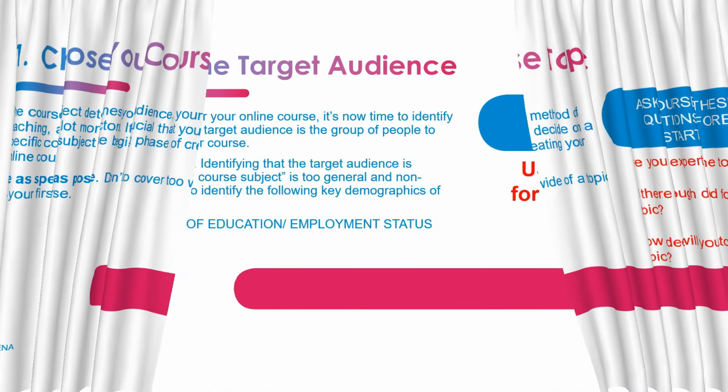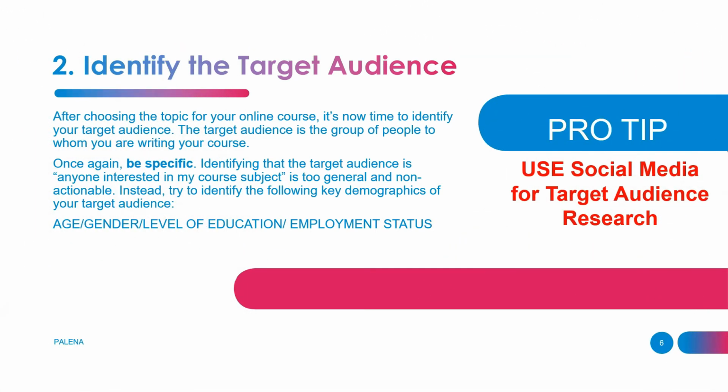The second thing, in your process of creating your course, you should identify the target audience. After choosing the topic for your online course, it's now time to identify your target audience. The target audience is a group of people whom you are writing your course for. Once again, be specific. Identifying the target audience as anyone interested in my course is too general and unactionable. Instead, try to identify key demographics of your target audience, like age, how old is your target audience, gender, male or female, non-binary, level of education and employment status.